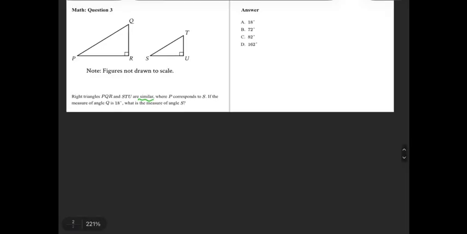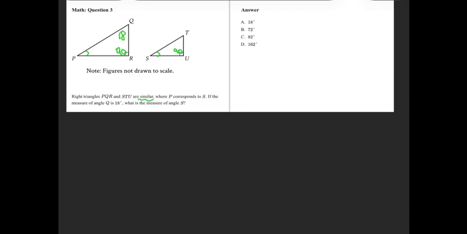Problem 3. Right triangles PQR and STU are similar, where P corresponds to S. If the measure of angle Q is 18 degrees, what is the measure of angle S? So the measure of angle Q is 18. We know that angle R is 90, and so is angle U. So to find angle S, we need to know angle P, because in similar triangles, the angles are preserved. The angles basically stay the same to their corresponding angle.